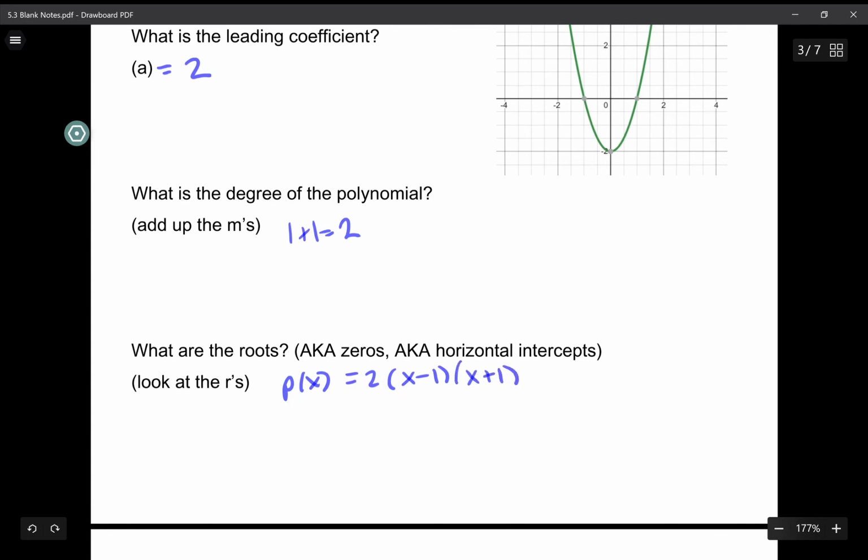Well, this guy is going to be equal to 0. That's going to be the zeros of our equation. Our horizontal intercepts are going to happen when y equals 0. Well, if we look at this equation, when is this going to equal 0? Well, 2 can never be equal to 0, so that guy's not going to equal 0. But x minus 1 equals 0 when x is 1, and x plus 1 equals 0 when x equals minus 1, which are exactly our r values from the original problem.